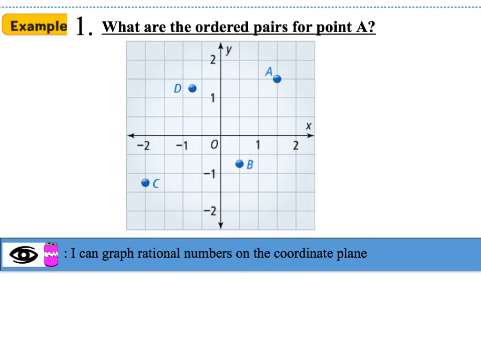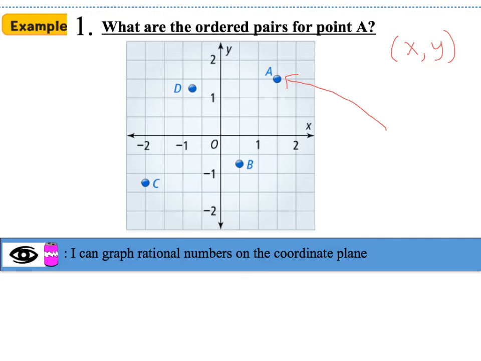So problem A is asking us to identify the ordered pairs for point A. I know that point A is located in quadrant 1. So I'm going to use x, y to find that location. Notice that the numbers on the x-axis and the y-axis are skipping lines in between each whole number, which means that that's going to be a decimal. So that would be half in between 0 and 1. Here's another half in between 1 and 2.